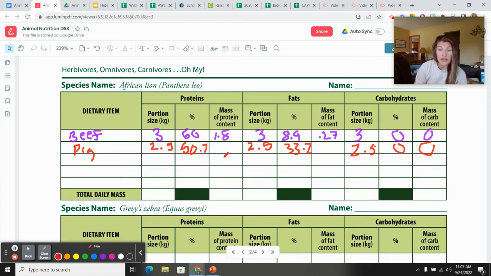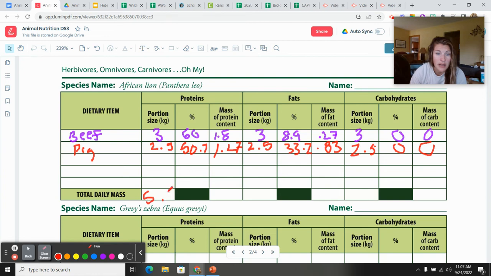So 2.5 kilograms times 0.507. So that is 50.7%. So I have 1.27 for my mass for my protein. And then 2.5 times 0.332. That is 33.2%. So that is 0.83. And now I'm just going to add it up going down.